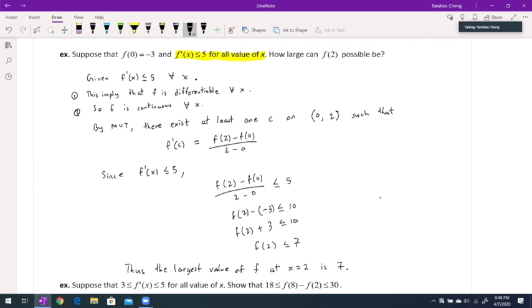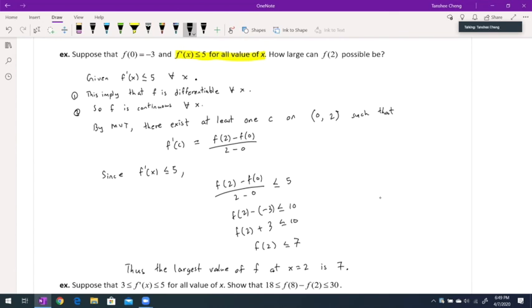So looking at this, how do I get the information? The highlighted part, f prime of x is less than or equal to 5. That means the key part is this: f prime of x is less than or equal to 5 for all x value.